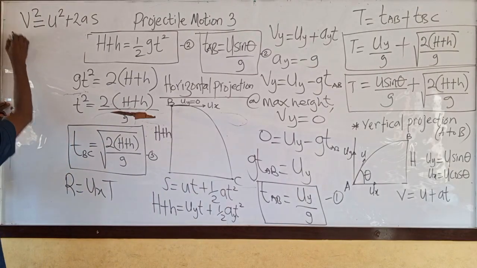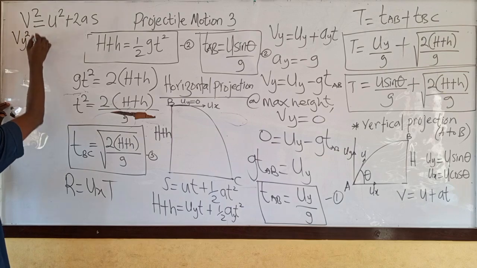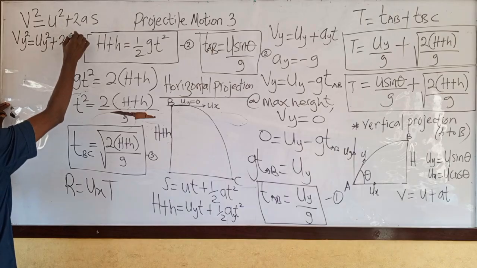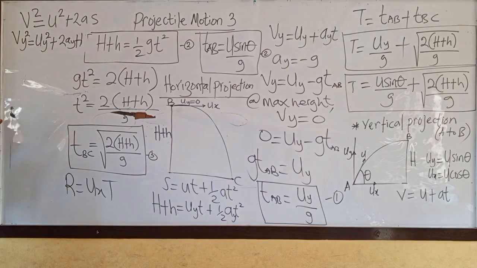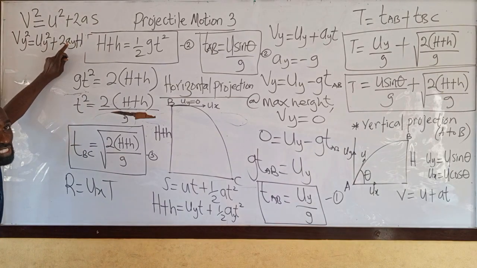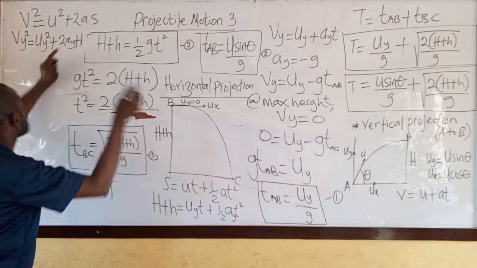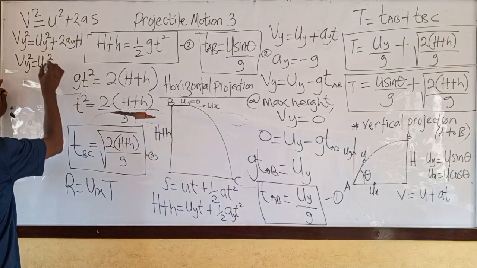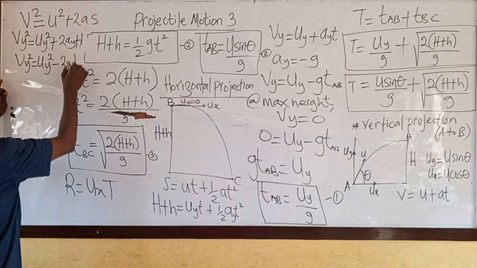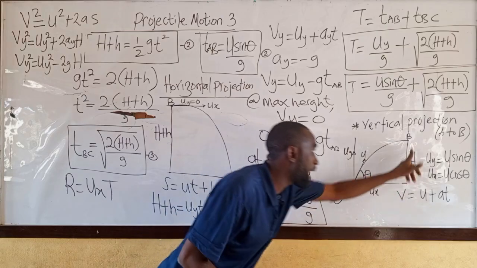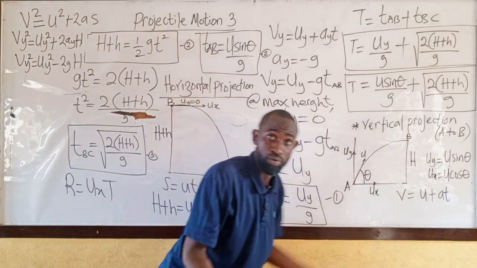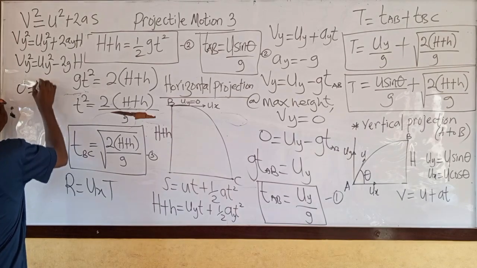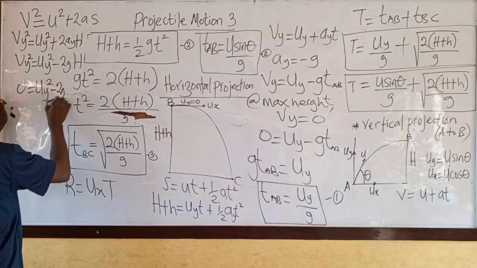So we have our V of y squared equals U of y squared plus 2 A of y H. I'm going to calculate. Our A of y is minus g. So that means V of y squared equals U of y squared minus 2gH. What happens at maximum height? The final velocity is 0. So that means 0 equals U of y squared minus 2gH.